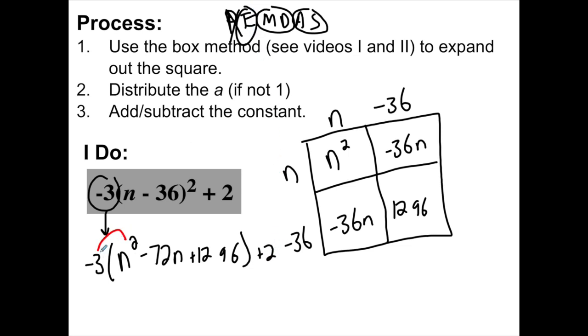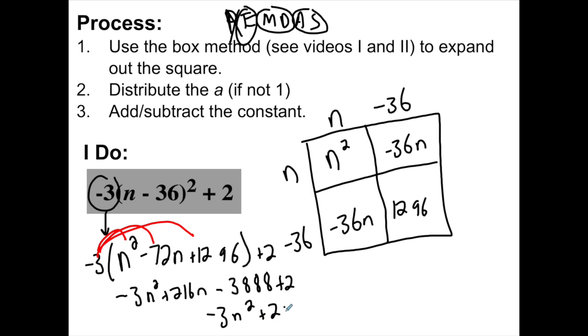Now we distribute the 3, so the next step in PEMDAS would be multiplication, distributing the 3, or in this case the negative 3, so negative 3n squared plus 216n minus 3,888. And then, parentheses gone, plus 2. So the final answer is negative 3n squared plus 216n minus 3,886.